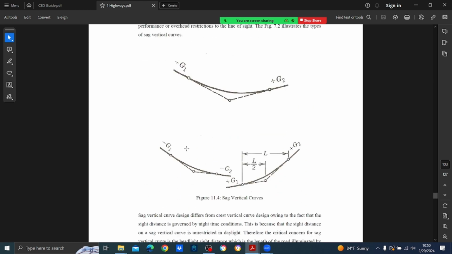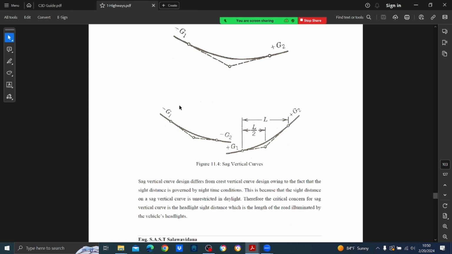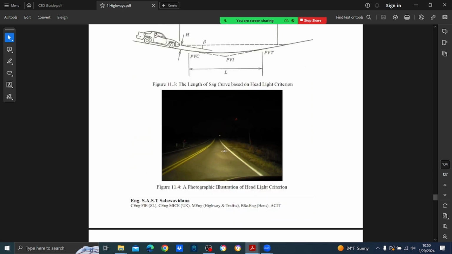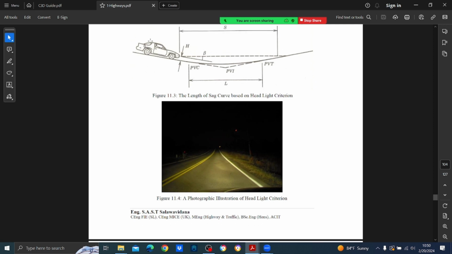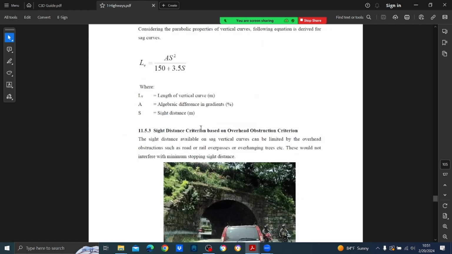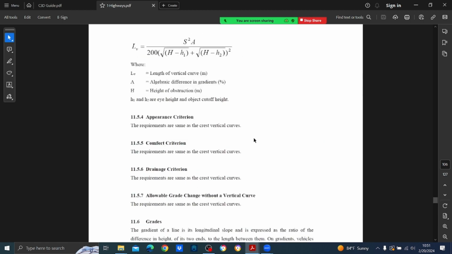And these are sag vertical curves, right? And for the sag vertical curves, the governing distance criterion is headlight. Okay, so this is how you see the road at night. Because at daytime everything is visible. Okay, no problem. But when it comes to night time, that depends upon your headlight criterion. Okay, so there is an equation for this as well. And an overhead obstruction criterion.